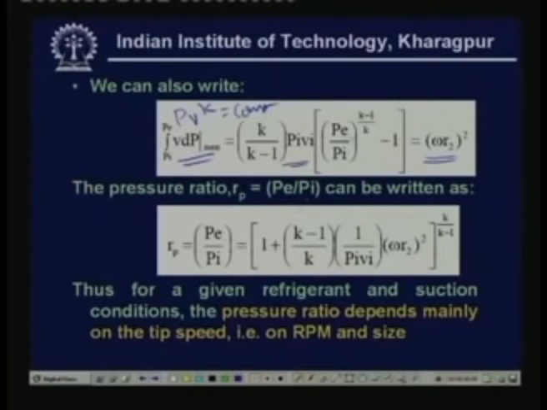From this expression, with a simple mathematical manipulation, you can show that the pressure ratio Rp, that is the discharge pressure divided by the inlet pressure, is given by this expression. You can see that for given inlet conditions Pi and Vi, and for a given refrigerant, that means assuming k is constant, the pressure ratio depends purely on the rotational speed of the impeller and the impeller diameter. That is how we established the relationship between the power and the pressure ratio with the impeller parameters. That is the whole objective of this analysis.